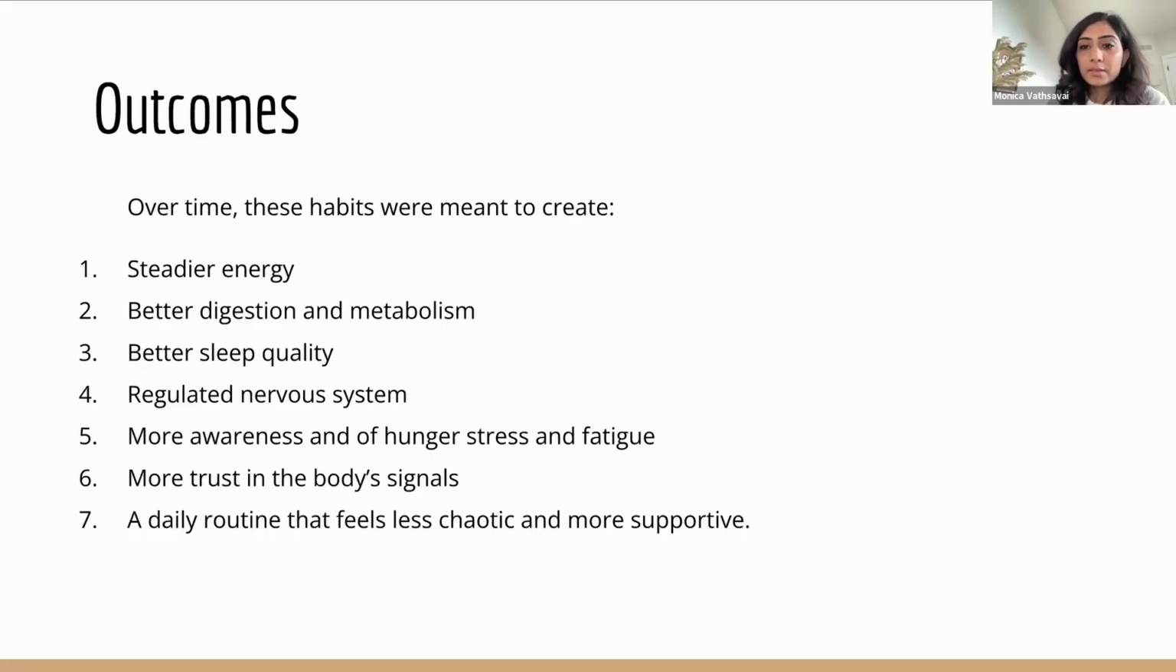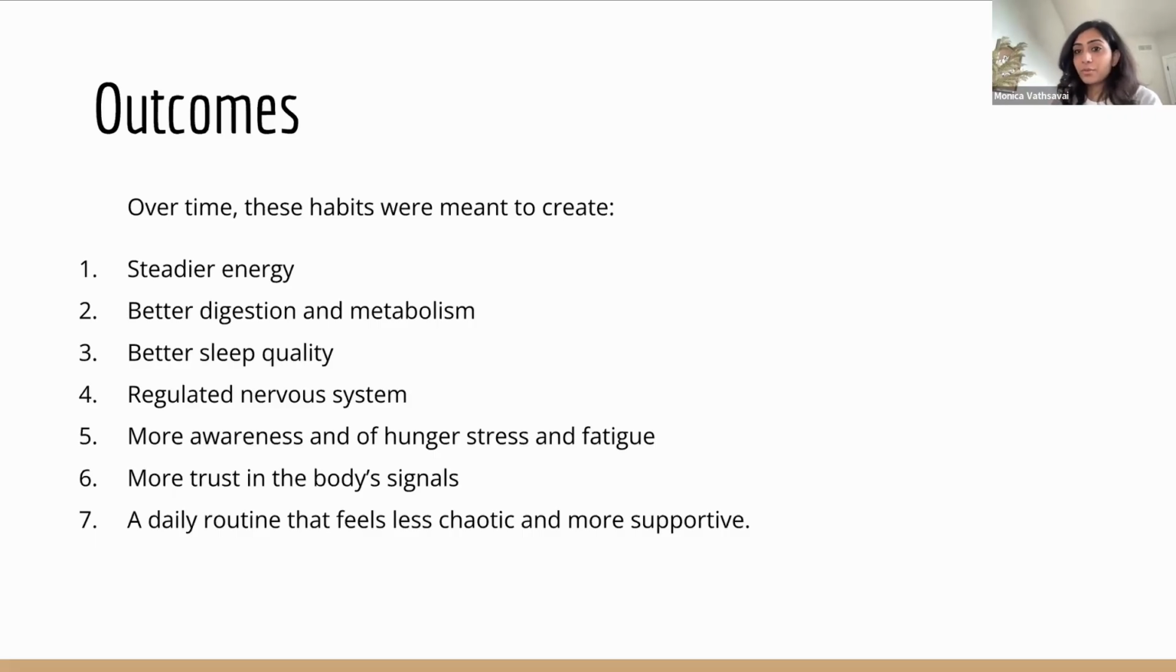I want to emphasize over time because these are not the kind of outcomes that usually come from a perfect day or a perfect week. They tend to come from repetition, right? From giving the body enough consistency so it can start responding differently.